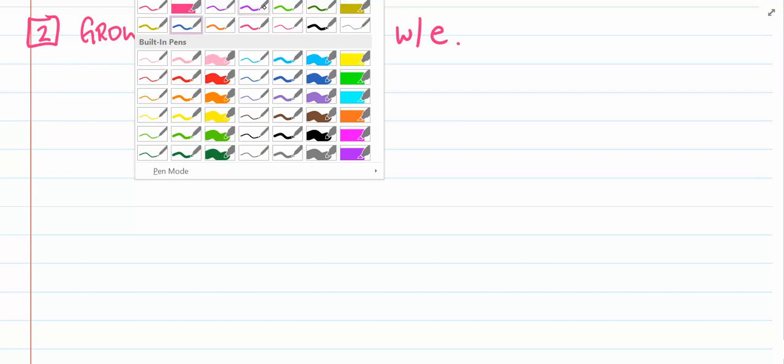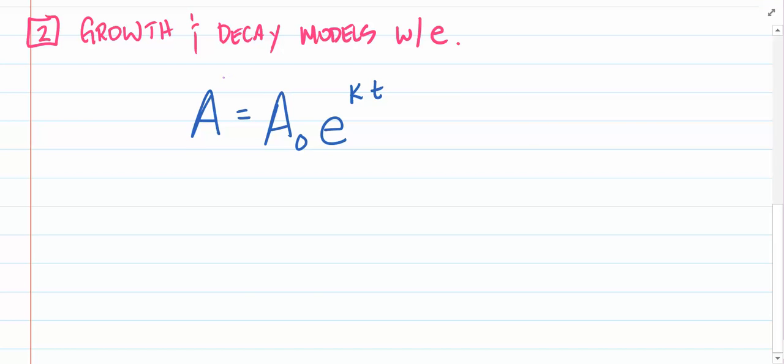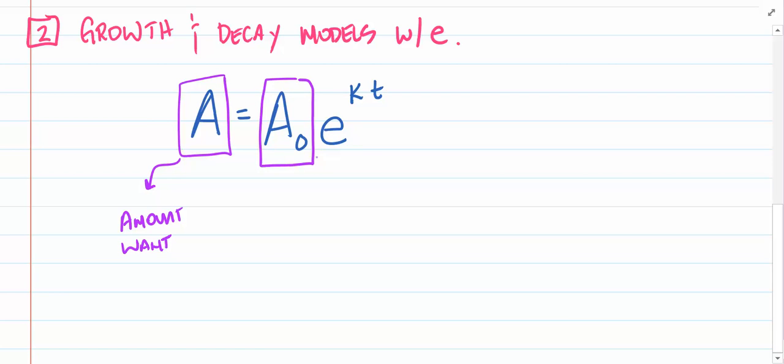So the basic one is this: the amount that you want, or the amount that you're working with, has to be equal to the initial amount times e to the kt. So what I'm going to do now is I'm going to explain to you what each of these things mean. Okay. So this right here, this is the amount that you want, or the amount that you're looking for, or the amount that you will get. A naught, this is your initial amount. So whatever you're starting with. E, of course, is that special natural number. So that's about 2.71, blah, blah. We're just going to use E for it, of course.